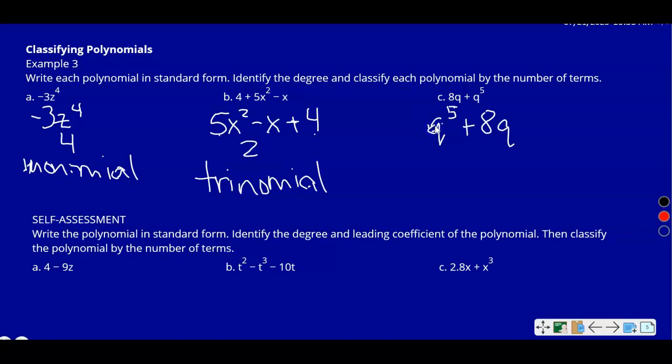Then you can identify the degree. The degree comes from the exponent of the first term. So your degree is 5. That's the largest exponent. And this one has 2 terms, so this one is a binomial.